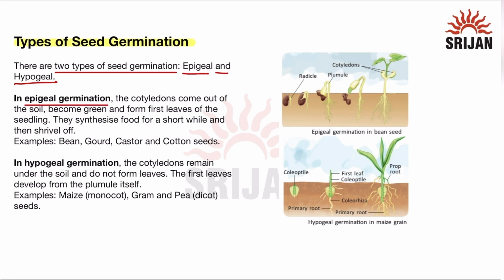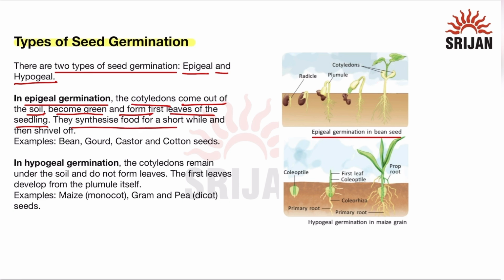In epigeal germination, the cotyledons come out of the soil, become green and form the first leaves of the seedling. We can see this in the figure which shows epigeal germination in a wheat seed. The radicle forms the root system. It is growing and this plumule will come out. So the radicle has formed the root system, but along with the plumule, the cotyledons come out from the soil and become green and form the first leaves of the seedling.